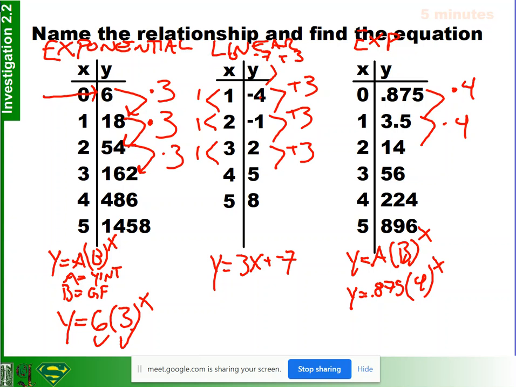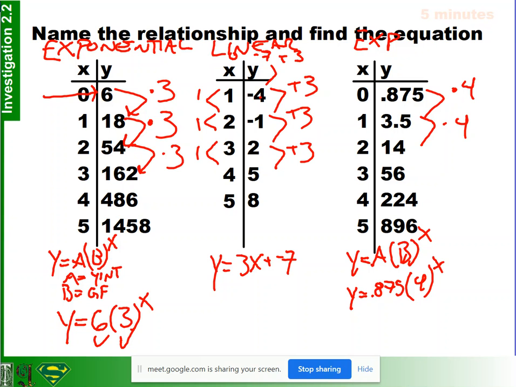Great job, guys. Are there questions so far on finding the equation from an exponential table? No. Okay. Hopefully the explanation videos from yesterday were helpful. I'm guessing they were because we had no problems with this warm-up.